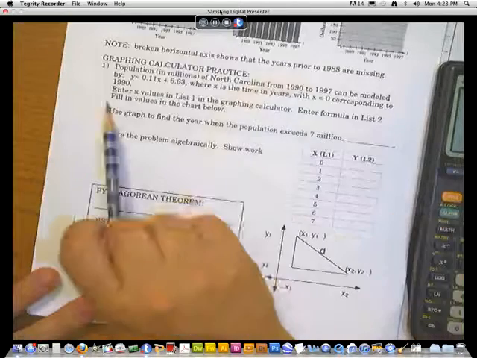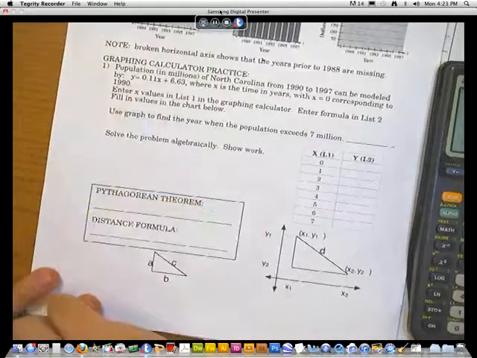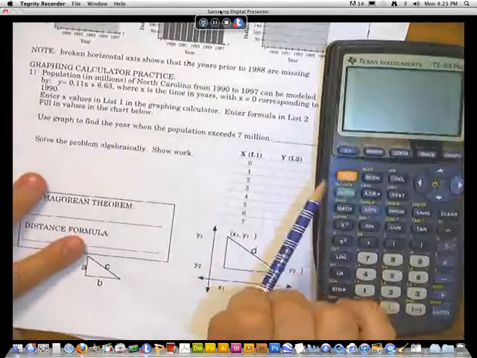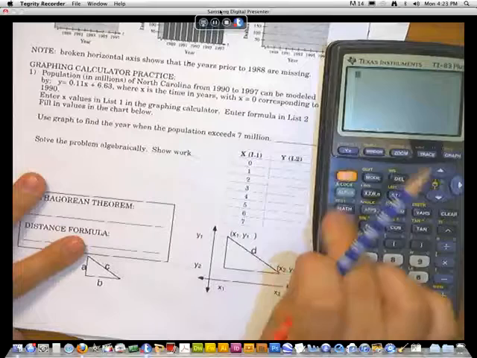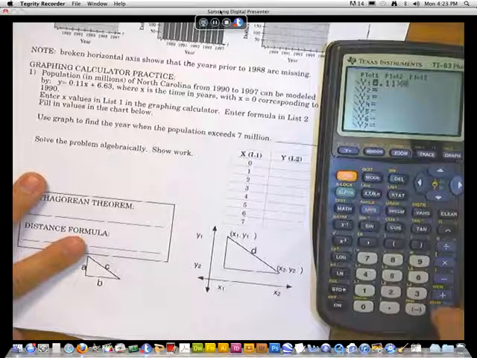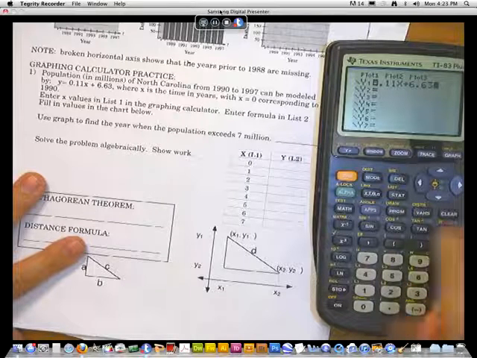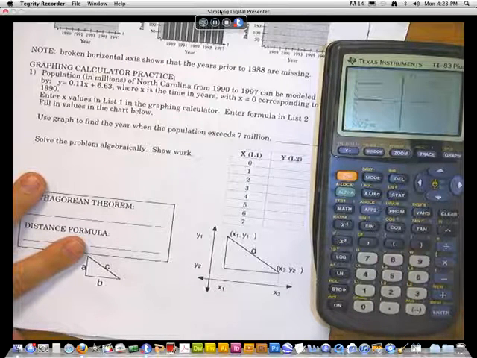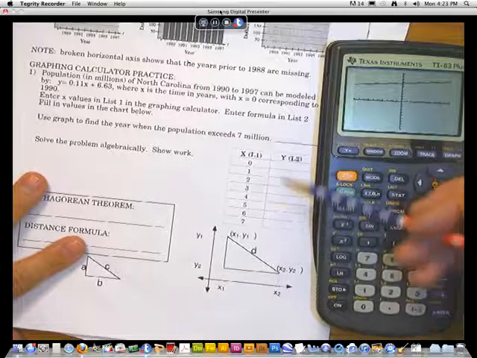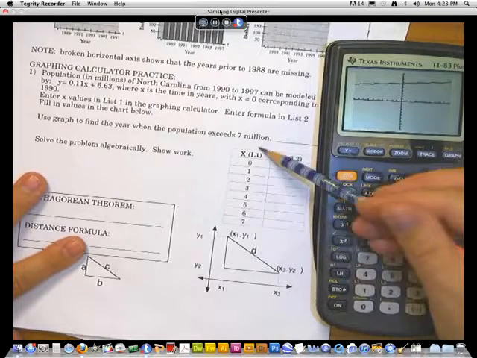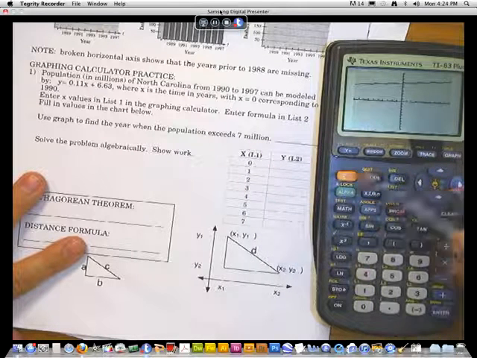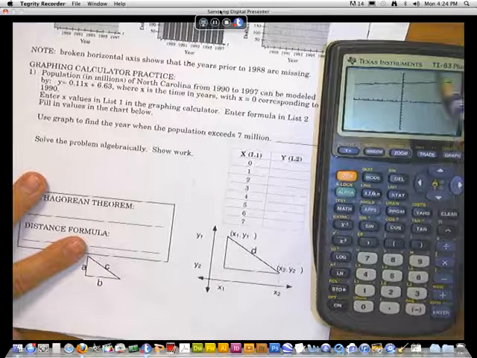We're going to start by plugging in the equation that is given, into y equals. So y equals 0.11x plus 6.63. We can graph this, and we see part of the line. Now the list that we're looking at covers only the years from 1990, 91 up to 97, so we might want to change our window.